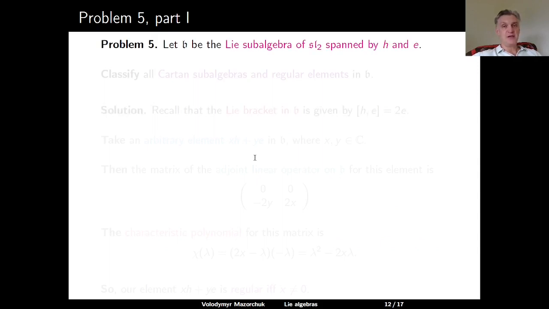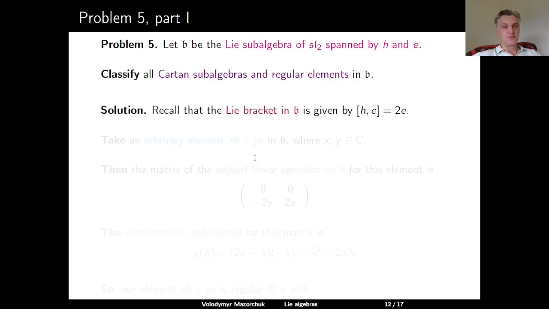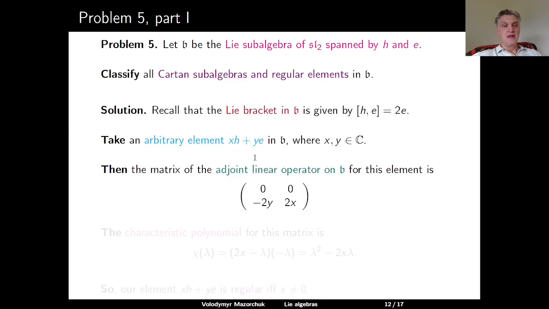Let B be the Lie subalgebra of SL2 spanned by H and E. Classify all Cartan subalgebras and regular elements in B. Solution. Recall that the Lie bracket in our algebra B is given by the bracket of H and E is equal to 2E. Let us take an arbitrary element in B. We can write such an element as x times H plus y times E, where x and y are complex numbers. Then the matrix of the adjoint linear operator on B for this element is as follows.